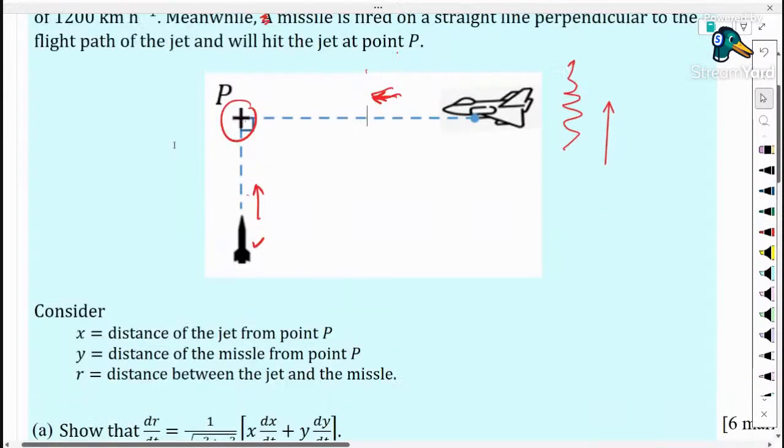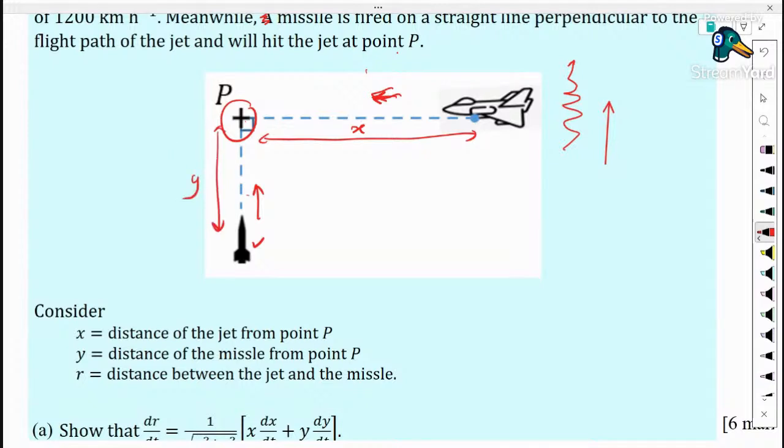definitions to consider. X is the distance of the jet from point P. So this part here is the distance X. Then Y is the distance of the missile from point P. So this is Y. And these two distances are not fixed. They will change from time to time. In fact, these distances will reduce as time passes. And then what is R here? R is the distance between the missile and the jet.